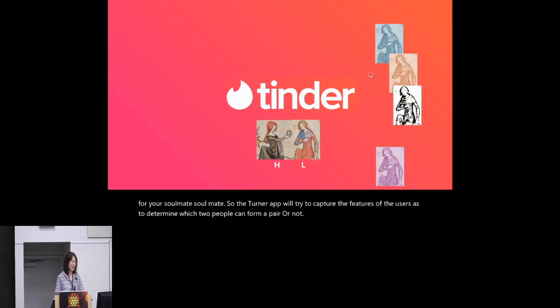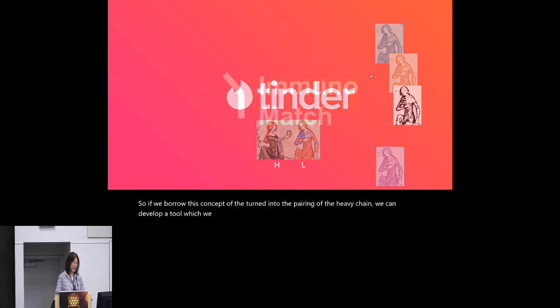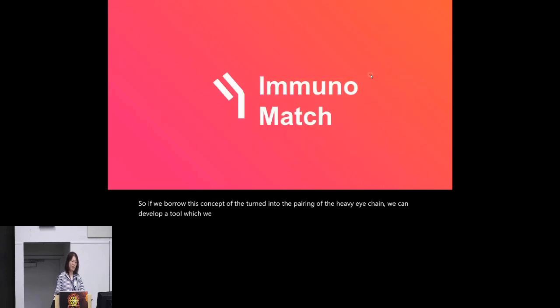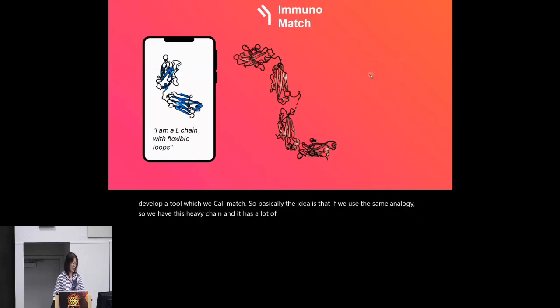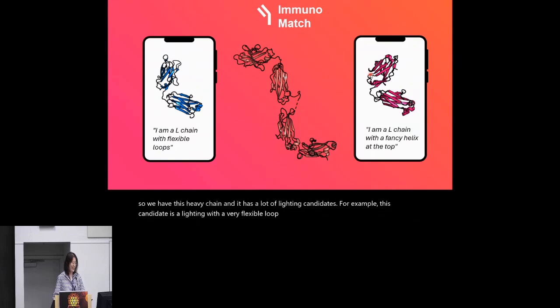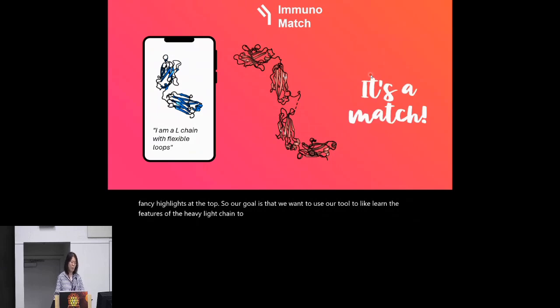So if we borrow this concept of Tinder into the pairing of the heavy and light chain, we can develop a tool which we call ImmunoMatch. Basically, the idea is that if we use the same analogy, we have this heavy chain, and then it has a lot of light chain candidates. For example, this candidate is a light chain with very flexible loops. And we have another light chain which has a fancy helix at the top. So our goal is to use our tool to learn the features of the heavy and light chains to determine which heavy-light chain pairs can form a more stable match.